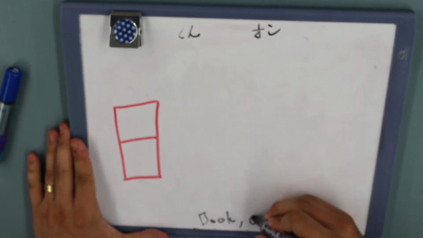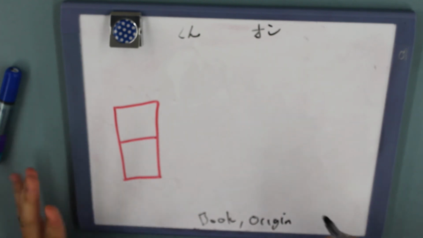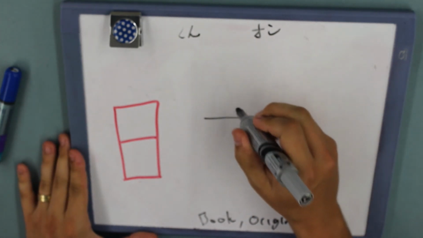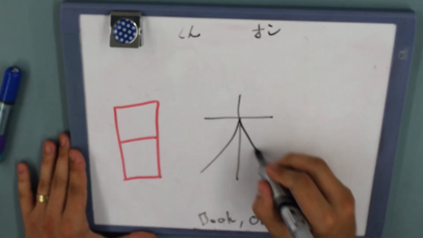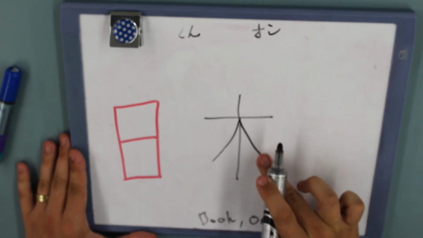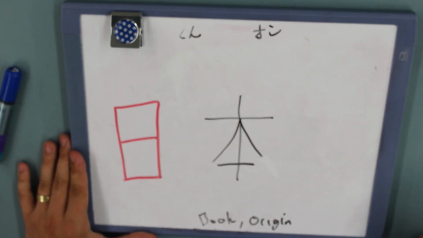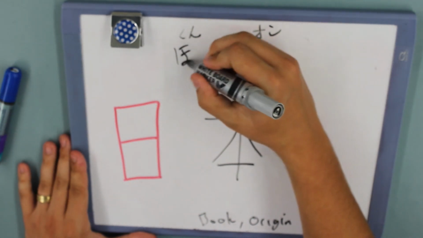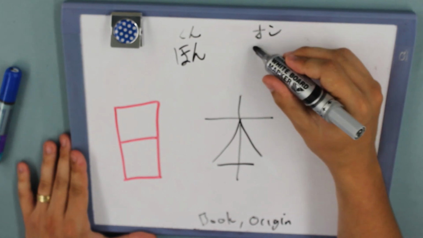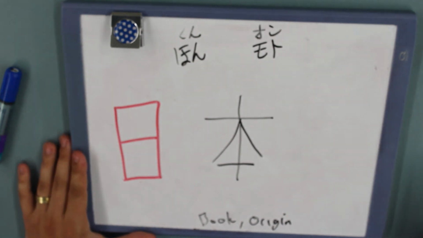Book and origin. And it is written as such. It's very similar to ki except that it has one extra stroke. So the horizontal stroke, vertical stroke, two curved diagonals, making it a bit shorter, and then the small stroke running through the center. And that is hon, which means book. Or moto in the on reading, because that comes as a combination of multiple kanji.